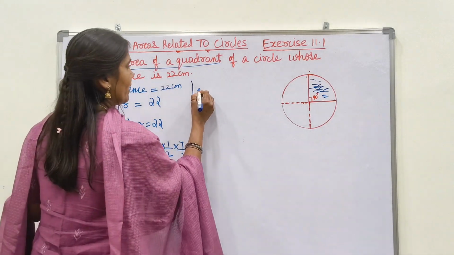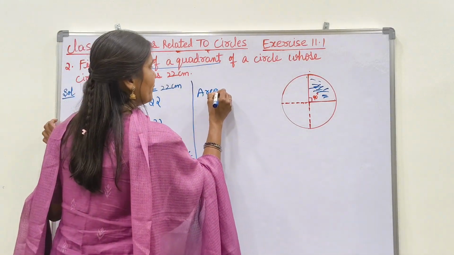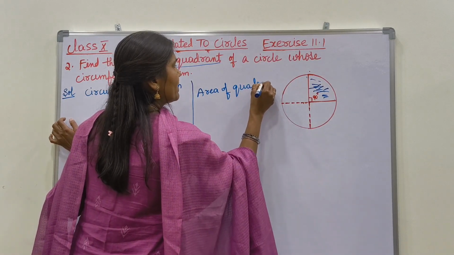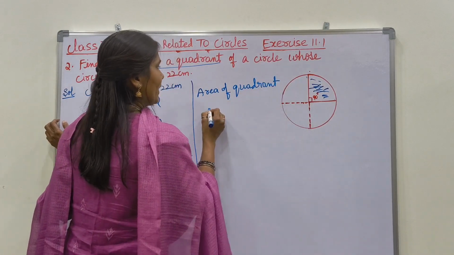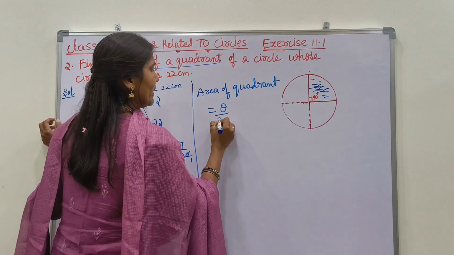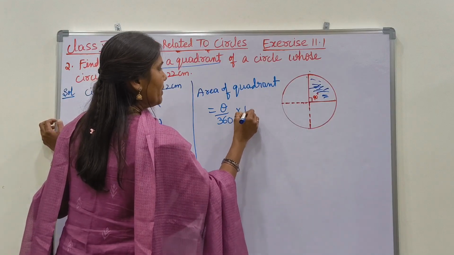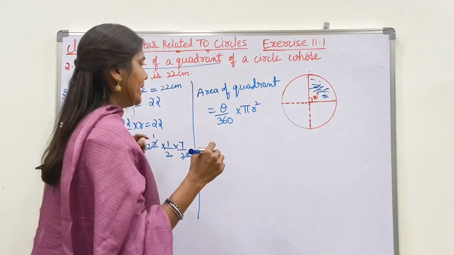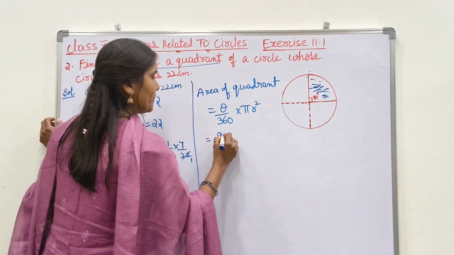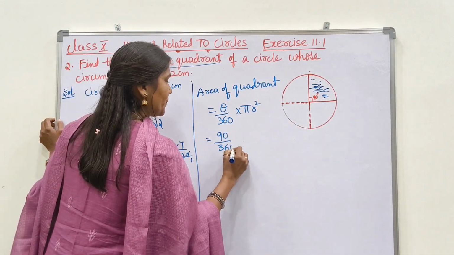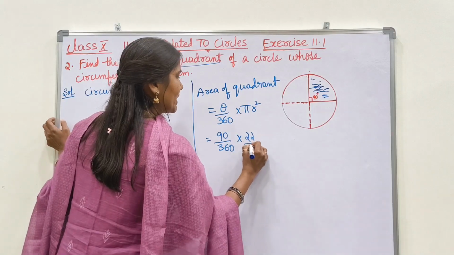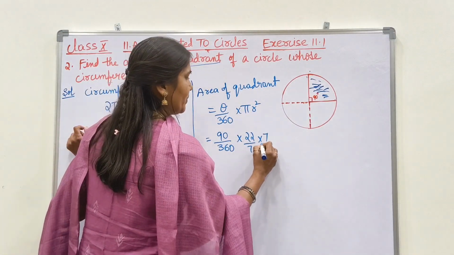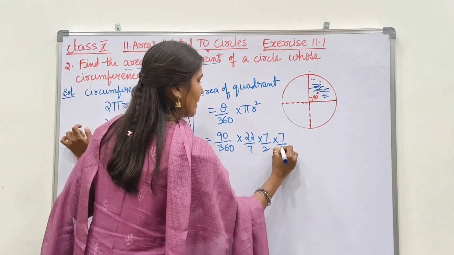Now we will find the area of the quadrant. Quadrant is also a sector, so we will use the sector formula. What is the formula? Theta by 360 into pi r square. Theta means how much degree? 90 degree. So 90 by 360 into pi value 22 by 7. Radius, just now you got, what is the radius? 7 by 2. 7 by 2 into 7 by 2.